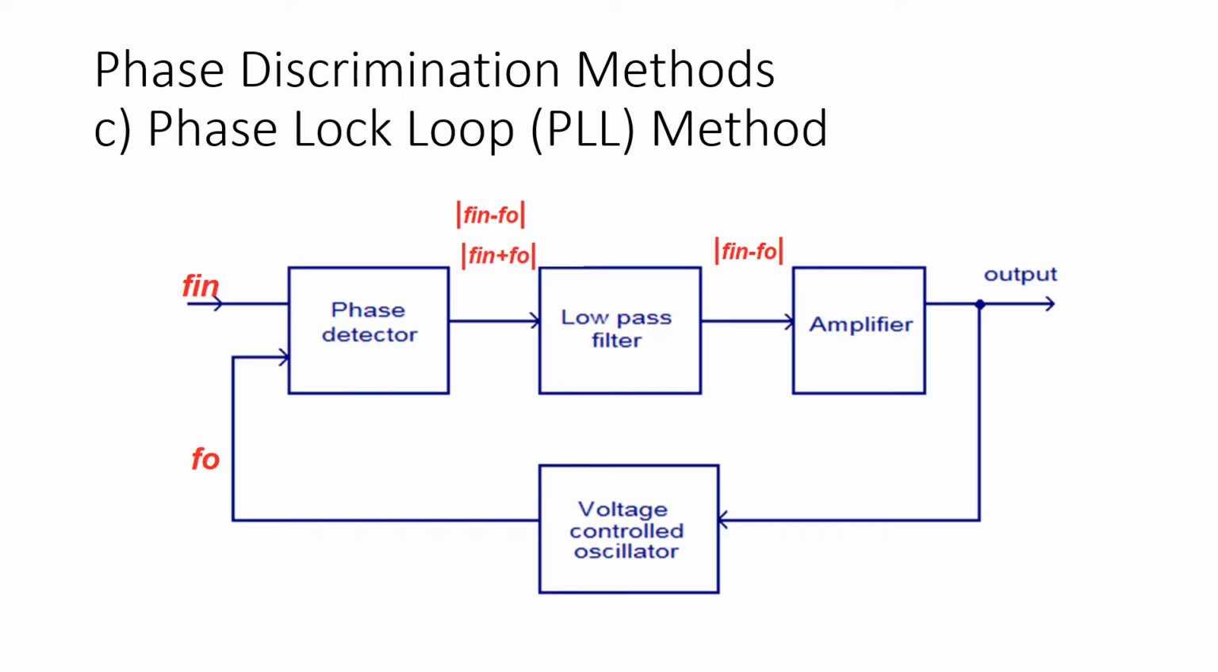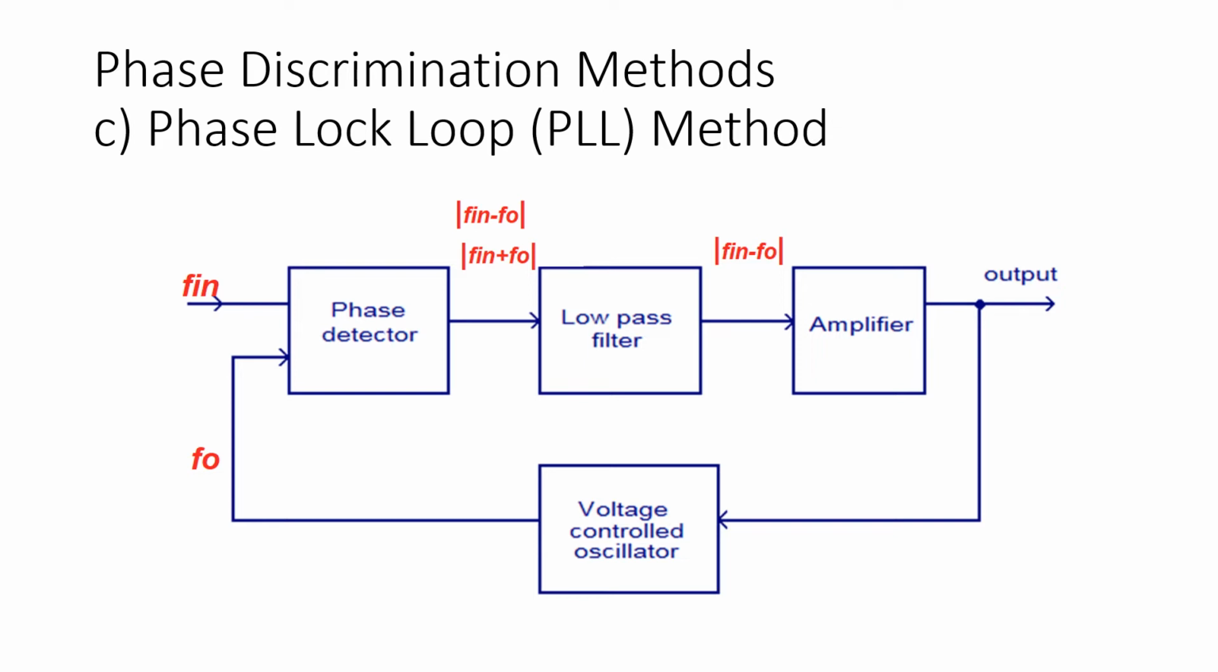Phase discrimination using phase lock loop PLL. Before going into the details of PLL method, we have to understand basic operation of PLL. PLL contains phase detector, low pass filter, amplifier and voltage controlled oscillator. When no input is applied for PLL, local oscillator generates local oscillator frequency F0. When no input is applied, this F0 is called as a free running frequency of PLL.